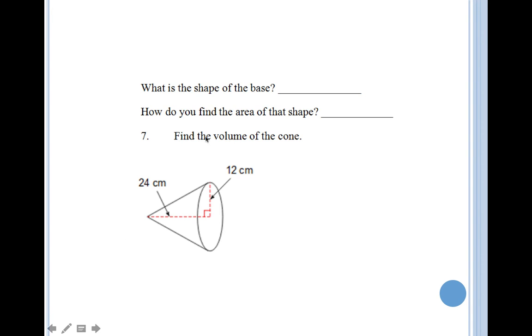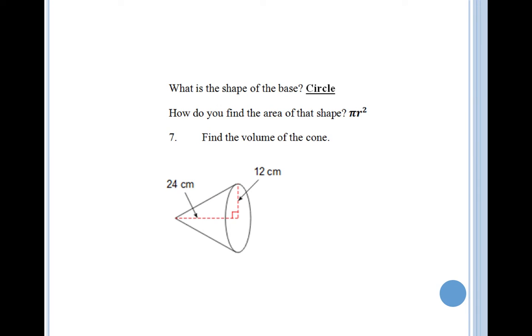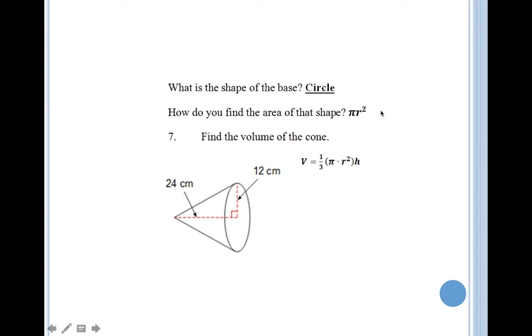How do you find the shape? So look at this. What's the base? It's a circle. How do you find the area of a circle? Pi r squared. R stands for radius. I told you I'd show you what radius means: from the center to a point on the circle. This right here is a radius. So plugging in B, I'm going to use pi r squared. My formula looks something like this, because B, the area of the base, is pi r squared. So radius 12, height 24, plug them in.